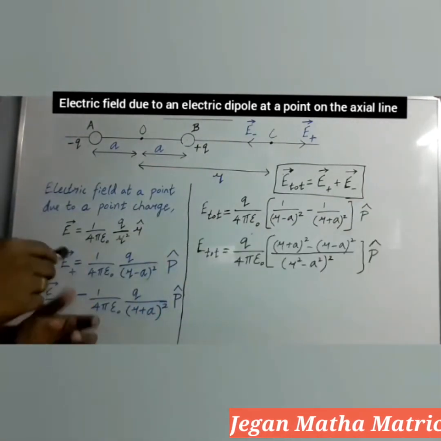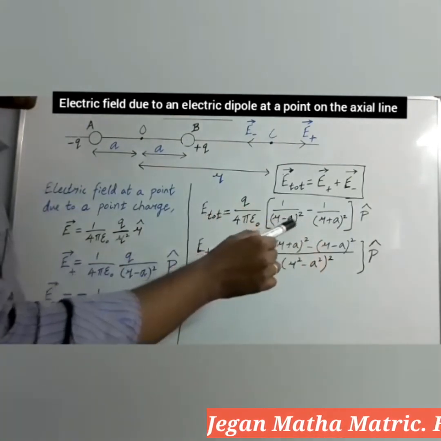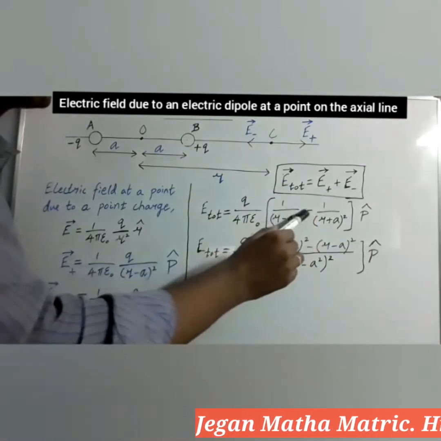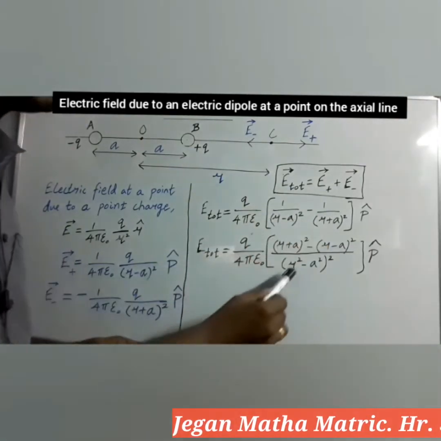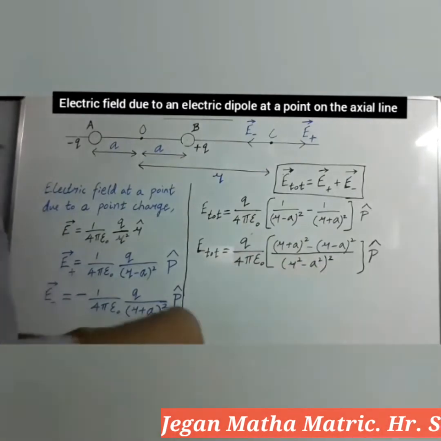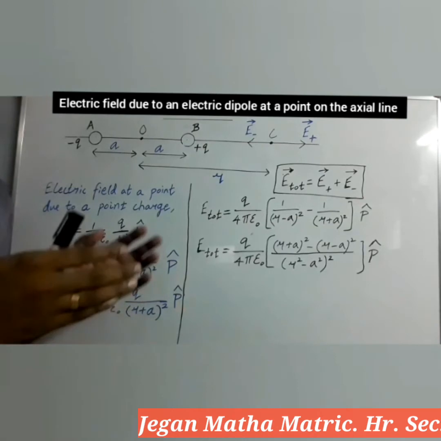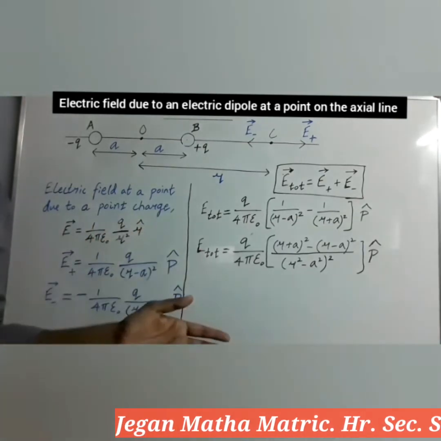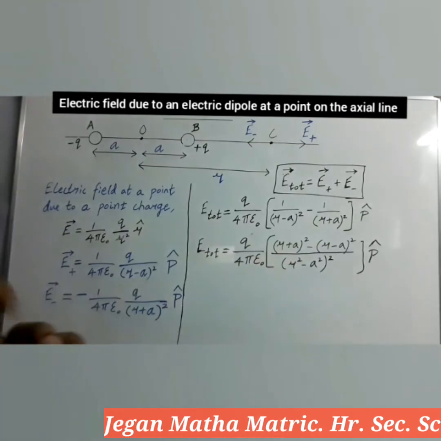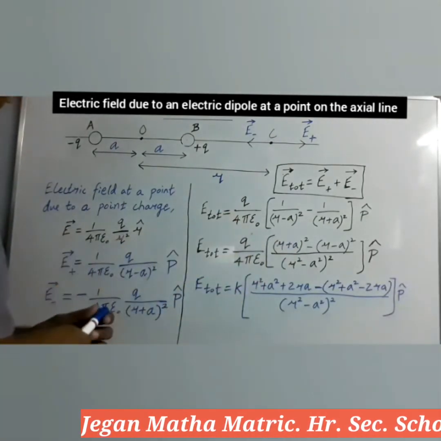Here normal cross multiplication you can do. So (r plus a) the whole square can be multiplied here, and (r minus a) the whole square can be multiplied here. Cross multiplication we have done here. So it is divided by (r square minus a square) the whole square, which resembles (a plus b) into (a minus b) equal to a square minus b square. Using that expression only we have written this. For the numerator we can use the (a plus b) the whole square formula.